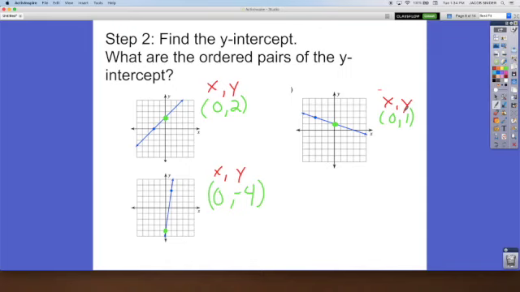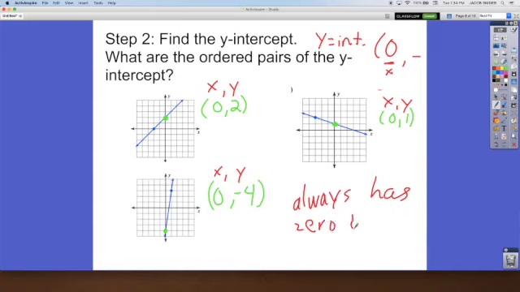So the y-intercept, all right, the y-intercept always has a 0 for my x-coordinate. And then whatever for the y. But it always has a 0. You may want to star that, okay? Y-intercept always has a 0 for the x. So sometimes when I look at a table, that's going to be super duper helpful. And I can find my answer really, really fast.